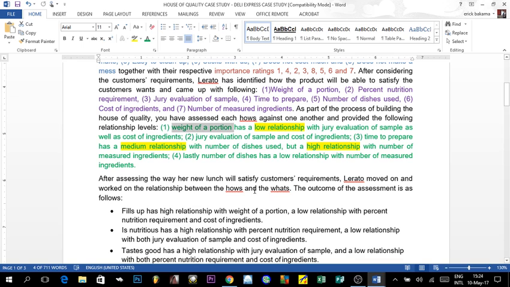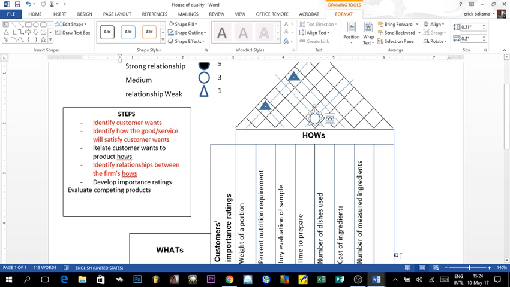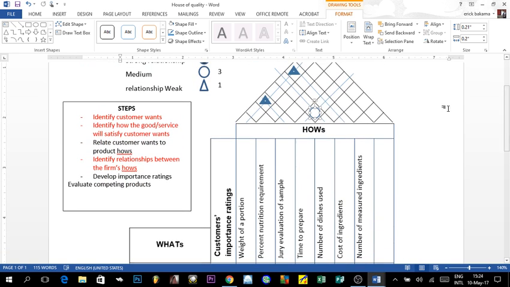And then they say that still the time to prepare has a medium relationship with the number of dishes that are used, but a high relationship with the number of ingredients. So we check now the number of ingredients. Number of ingredients is the last one, and we draw the line again. Number of ingredients is somewhere here, and we check where it meets the time to prepare.